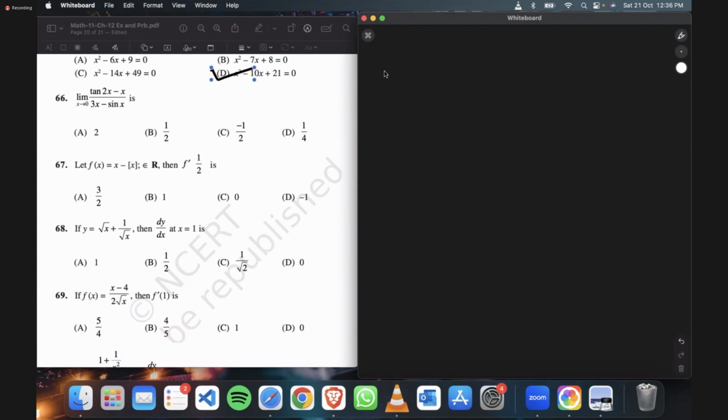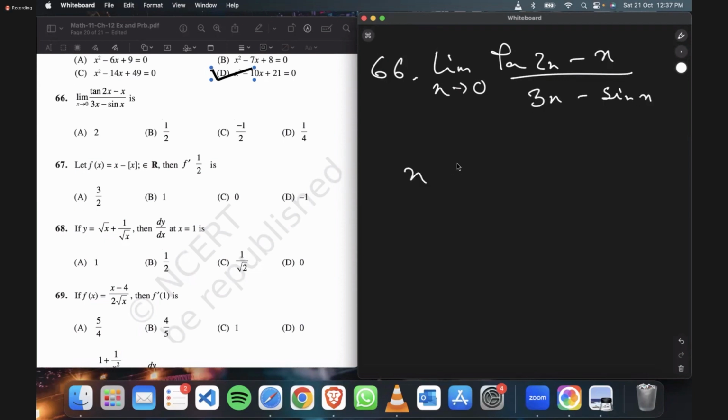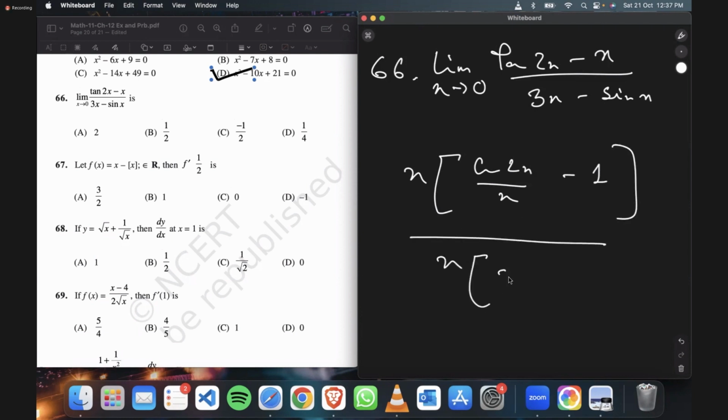So next up is question number 66. All right. There's a limit on x which tends to 0. There's a tan 2x minus x, all divided by 3x minus sin x. So I can write this as tan 2x upon x minus 1, all divided by 3 minus sin x by x. I just put in the limits inside. Limit x is tending to 0.